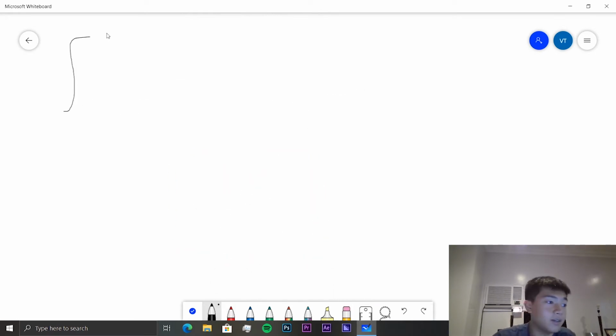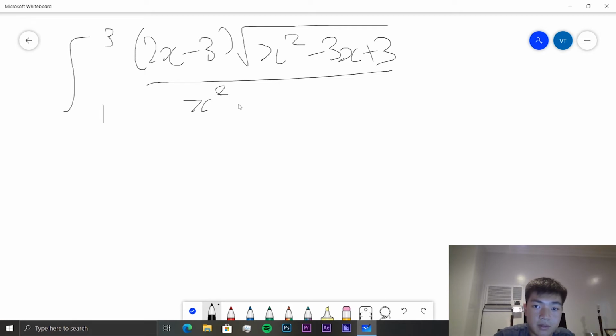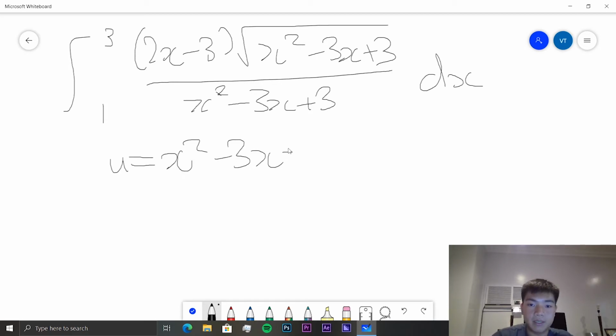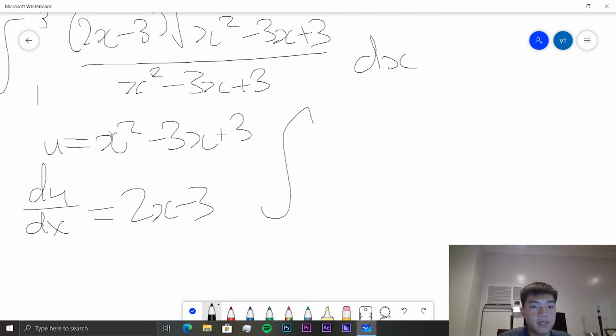Next, find the value of the integral between 3 and 1 of 2x minus 3 times the square root of x squared minus 3x plus 3, all over the same x squared minus 3x plus 3, dx. And so we can use integration by substitution. u is equal to x squared minus 3x plus 3. du over dx is equal to 2x minus 3. So we can rewrite this limit as, what's 3 squared, 9 minus 6 plus 3 is 3 plus 3 is 6, and then 1 minus 3 plus 3 is just 1.